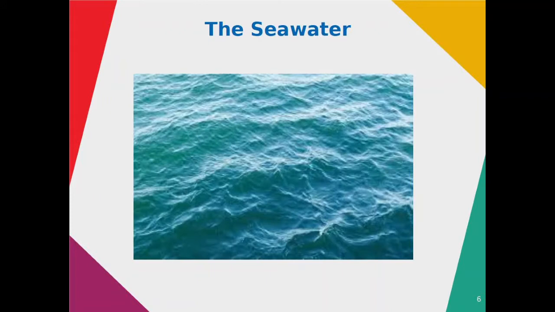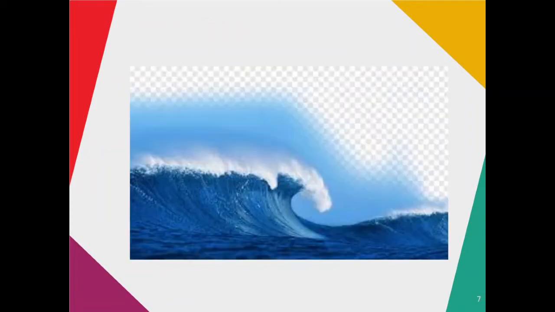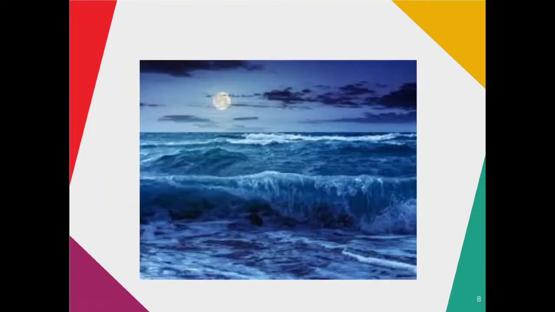Now we will talk about the seawater. The water in the sea is always salty. Do you know why the seawater is always moving? That's because of waves and tides. Waves are made by the wind blowing across the water. Tide is caused by the moon.